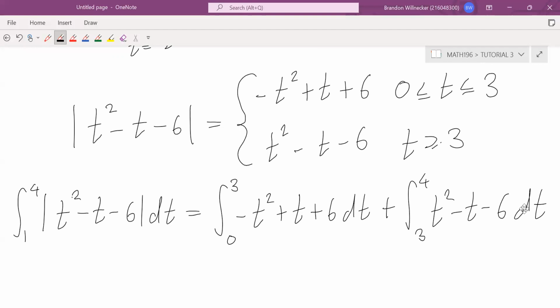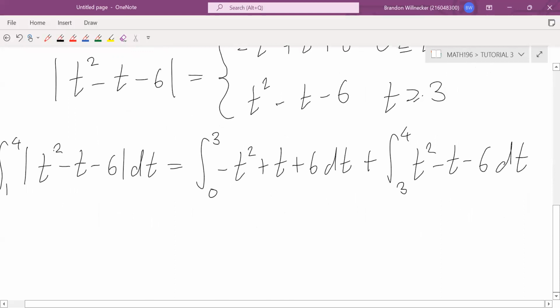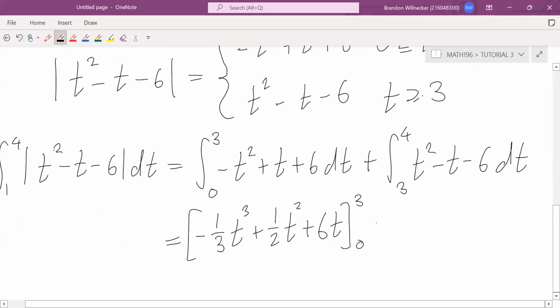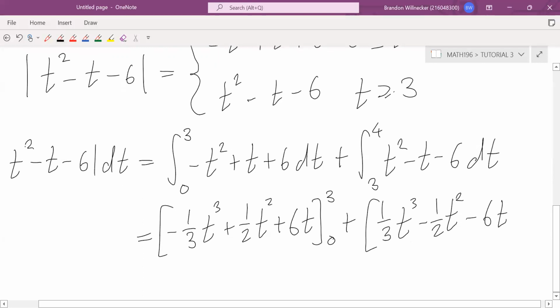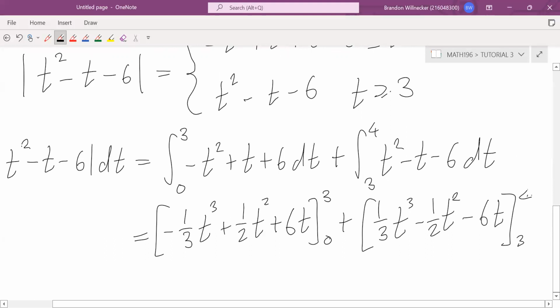Okay, so we have to split it up because of the absolute value function that we have there. So we can do these 2 independently. So the first one is going to be minus 1 over 3 t cubed plus 1/2 t squared plus 6t from 0 to 3 plus 1/3 t cubed minus 1/2 t squared minus 6 times t, but now from 3 to 4.